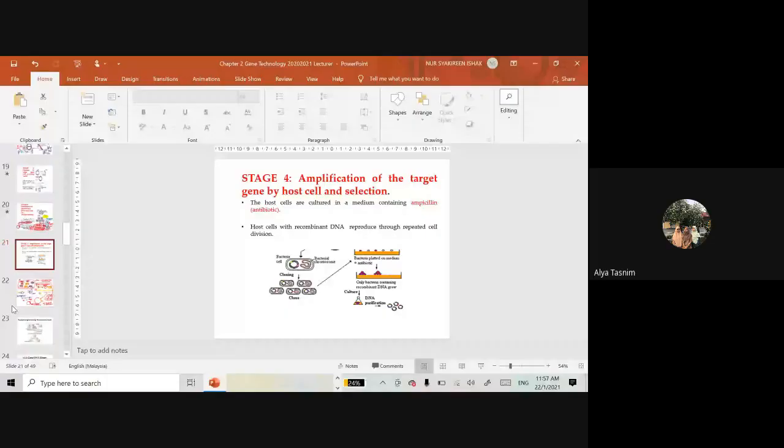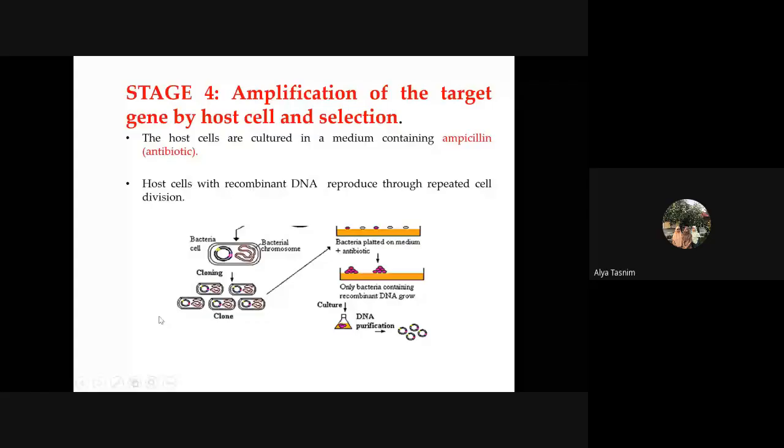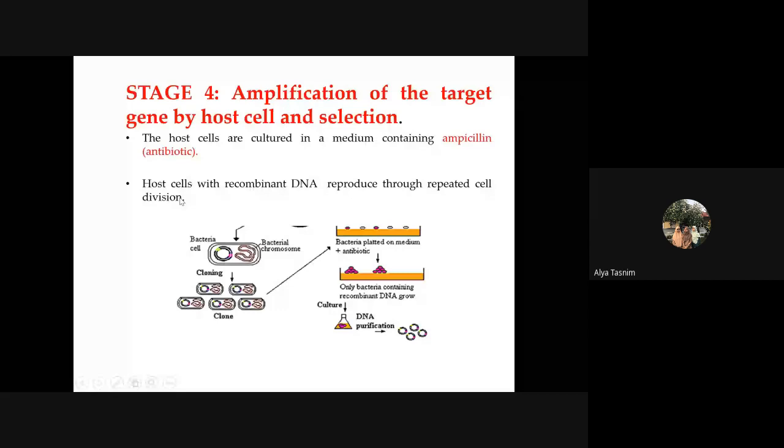Let's look at a few slides here. The fourth stage is amplification of the target gene by the host cell and selection. The host cells are cultured in a medium containing ampicillin, which is an antibiotic. Host cells with recombinant DNA reproduce through repeated cell division. Why? The cells can survive because they have the plasmid. As you can see from the diagram here.